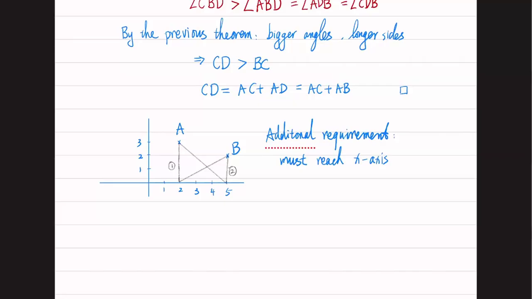Additional requirement. So when we move from A to B, we must reach the x-axis. Maybe Aaron, a third path, different from these two. Wait, so we must reach the x-axis, right?